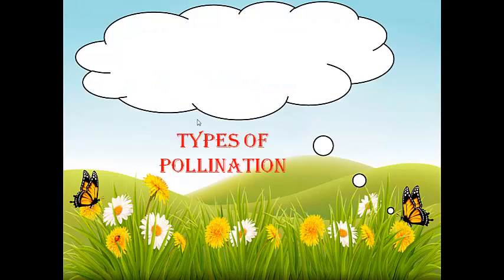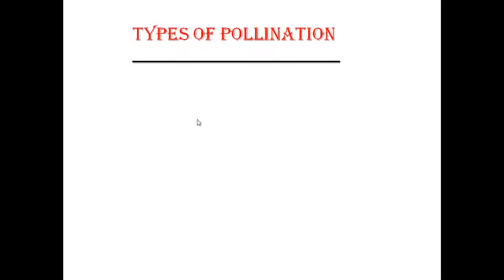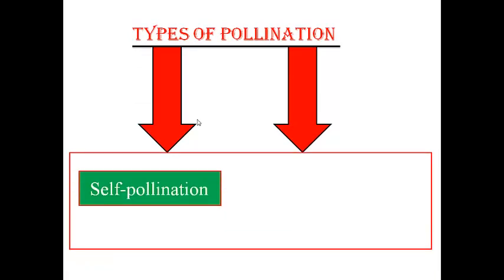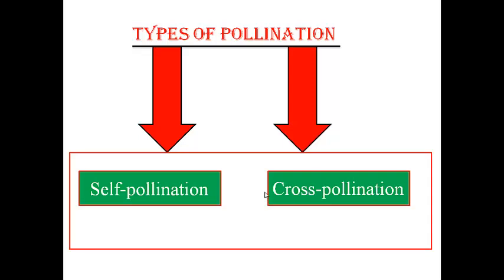What is next? It's about types of pollination. Now, let us look at what are the different types of pollination. Types of pollination: self-pollination, cross-pollination. Basically, there are two types of pollination that are self-pollination and cross-pollination. These are the two types of pollination.